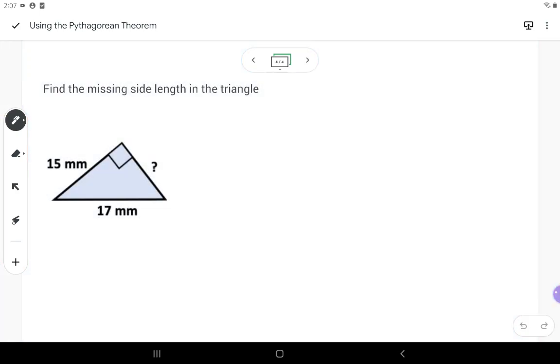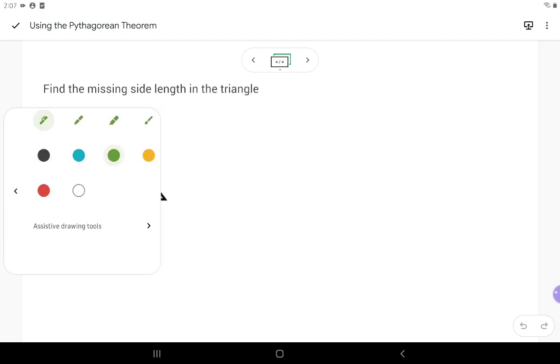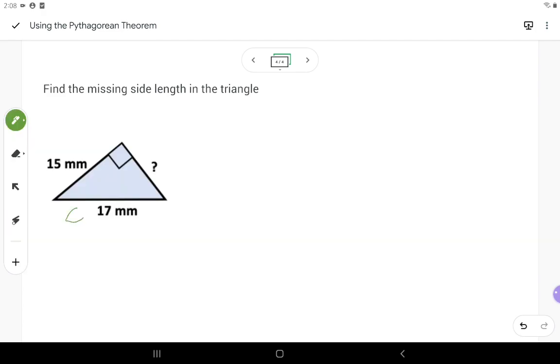What if in our triangle we already have the biggest side, right? So again, I'm finding the missing length. I notice right away, here's my 90-degree angle. Across from that 90-degree angle is my hypotenuse, and my hypotenuse is 17 millimeters. I already know how big my hypotenuse is. Now I'm missing one of the legs. So I know that c is 17 millimeters. Now, which leg am I missing? Am I missing a or am I missing b?